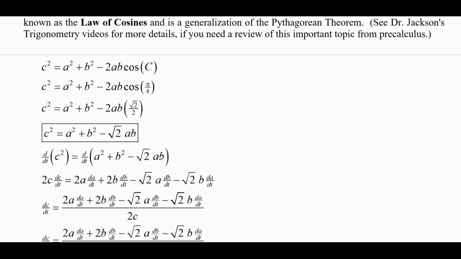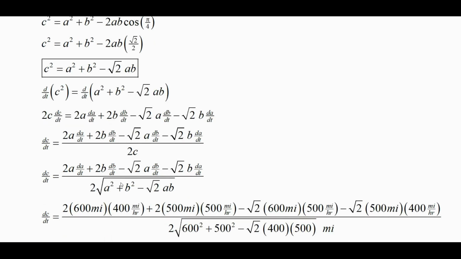Take the derivative of both sides with respect to t, and I get 2c dc over dt plus 2a dA over dt plus 2b dB over dt, and then I have to do the product rule here. Minus square root of 2a times derivative of b with respect to t, and then plus b times the derivative of negative square root of 2a, which is negative square root of 2, and then dA over dt. So we get that. Don't forget the chain rule going on here, all over the place. Now what we're looking for is dc over dt, which we can solve by just dividing both sides by 2c. And so there we have our expression.